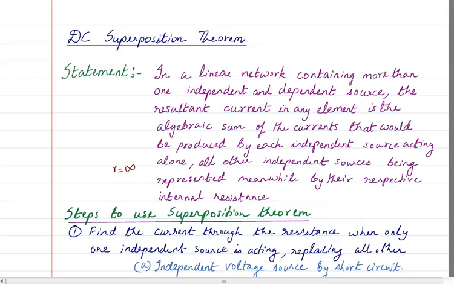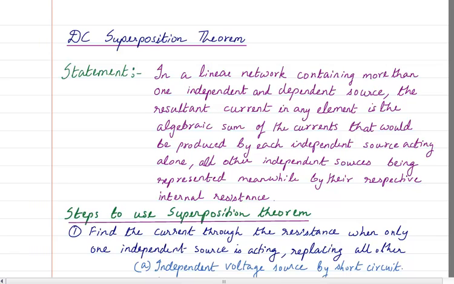Okay, so when we say all other independent sources being represented by their respective internal resistance, what they mean is that for a voltage source the internal resistance is 0, that means short circuit, and for a current source the internal resistance is infinity, so it's an open circuit. Okay, so that is a simple statement.